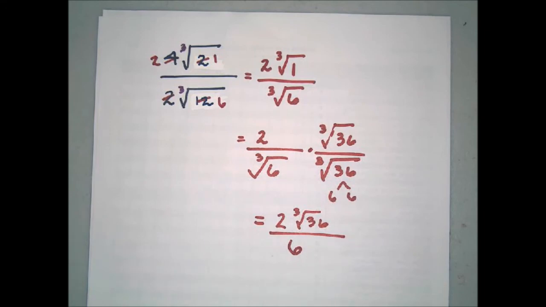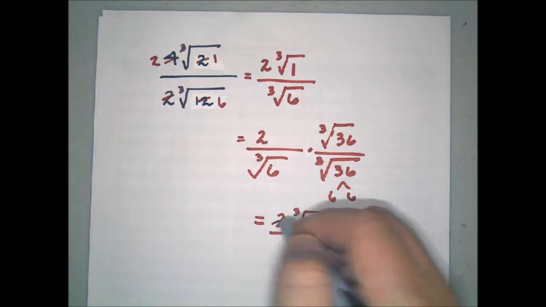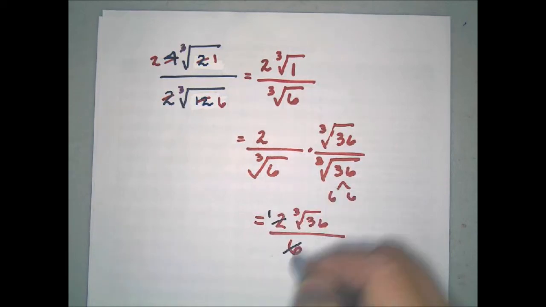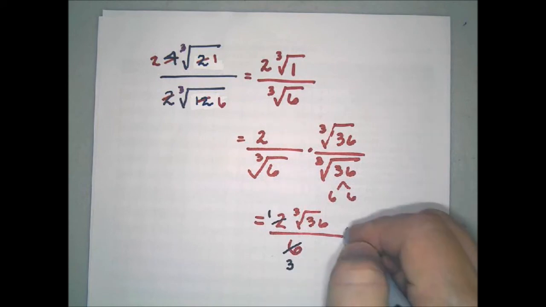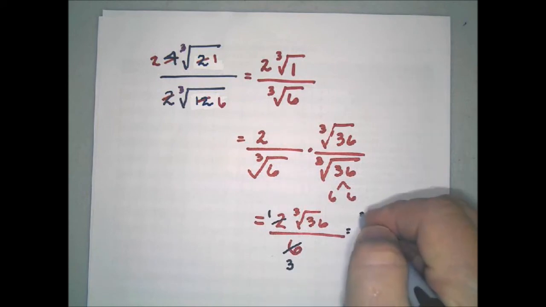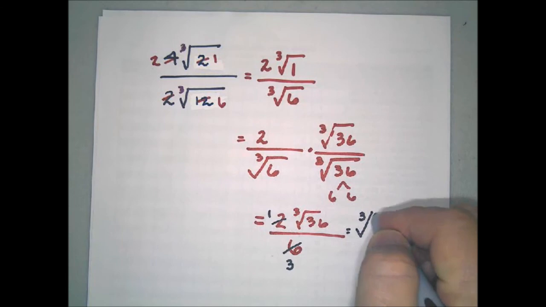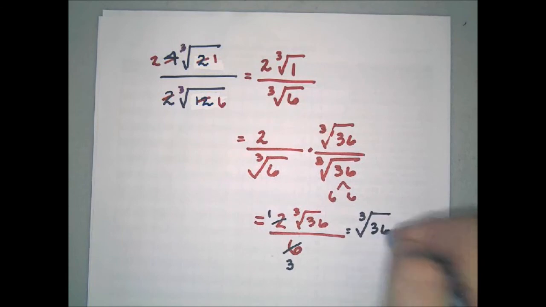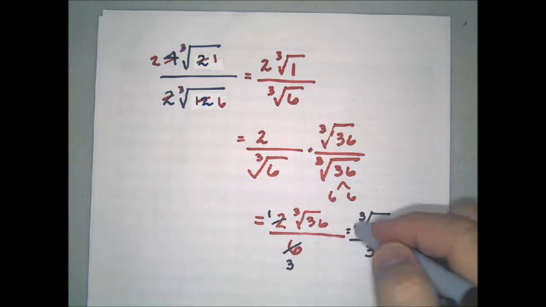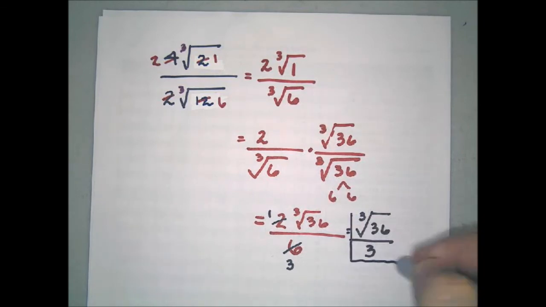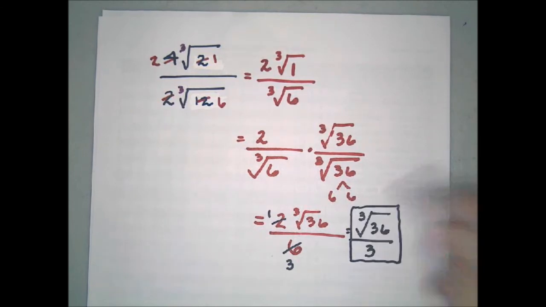And now I'm going to use the reduction rule one more time. This is an outside number. That's an outside number. That 6 is considered an outside number. So that would be a 1. That would be a 3. So what we end up with as our final answer is cube root 36 over 3. And that is objective 2.